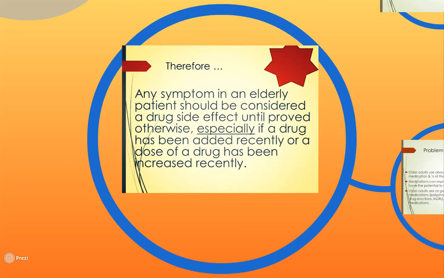So, any symptom in an older adult, 60 and older about, needs to be considered a drug side effect, also known as an adverse drug effect. Use those two terms interchangeably until we can prove otherwise, especially if a drug has recently been added or a dose has recently been increased. Now, added or increased. So we're not quite as worried about things that have been removed or decreased, but anything that has been added or increased may be problematic.